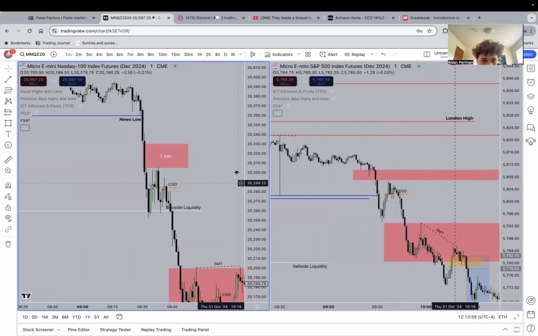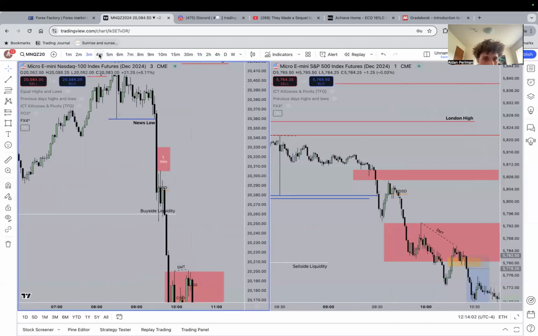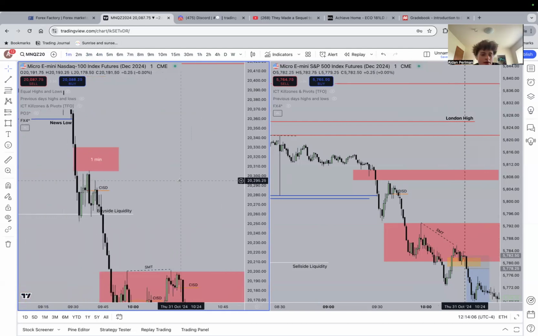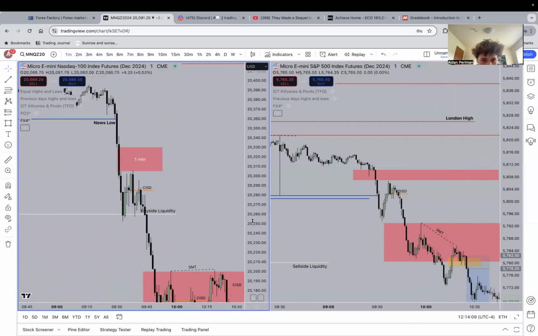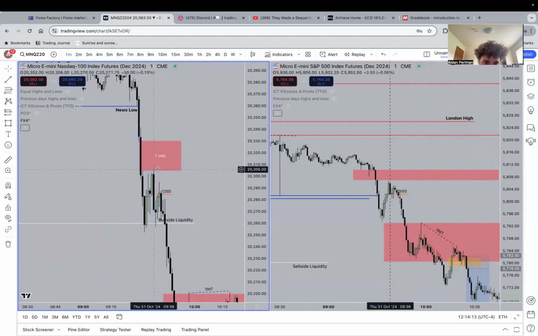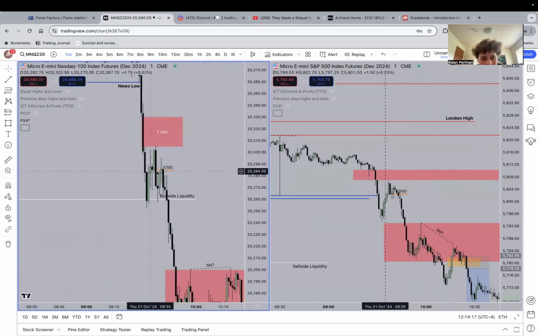Basically, what we got right is we tapped into this. I believe it was a 3 minute, 4 minute gap. It wasn't a 5 minute gap. At the time, I was glued to the 5 minute screen. I need to drop down to the 1 minute and see where we're actually tapping into these imbalances. So we tapped into this 1 minute and then we got crazy rejection. Now we put in this change in the state of delivery.